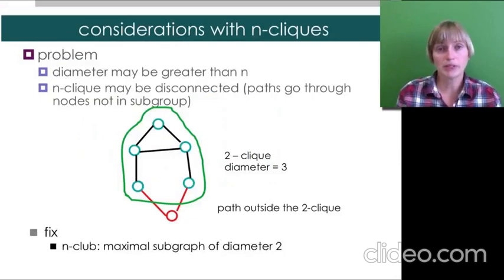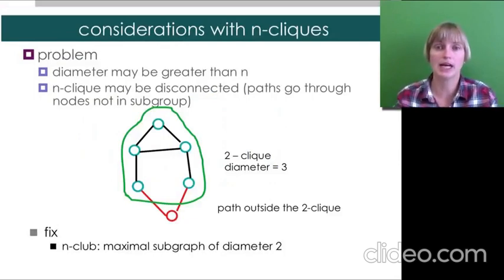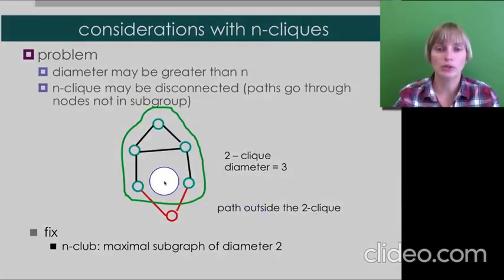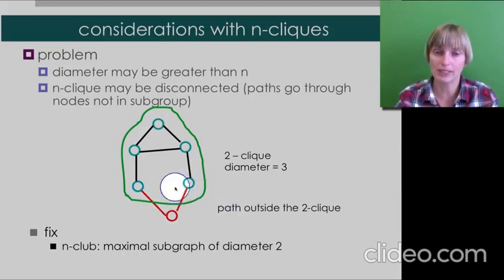There are some problems with this. The first is that even though 2 nodes, for example these 2, may be reachable in 2 hops, that other node may be outside of this 2 clique, right? And so the actual diameter of this 2 clique is greater. Actually, it's this one. It's diameter 3, right?